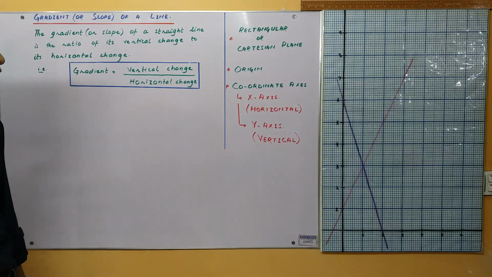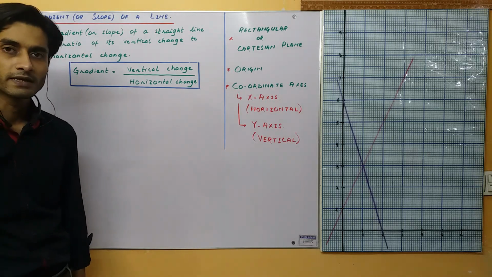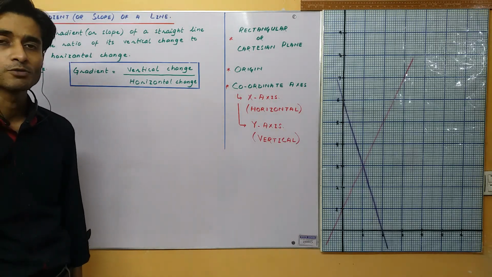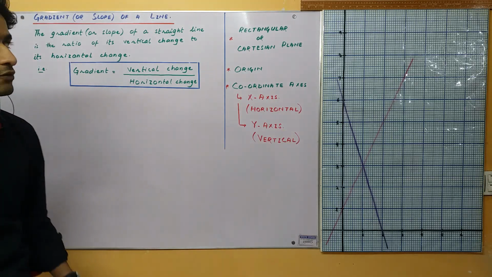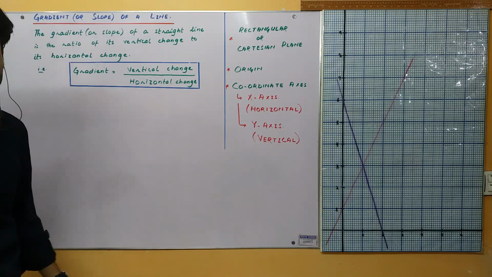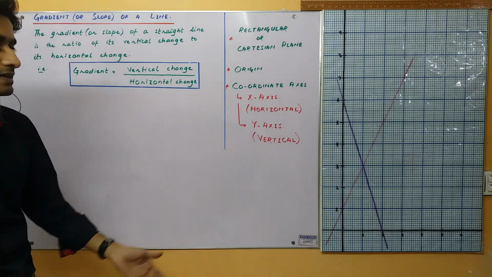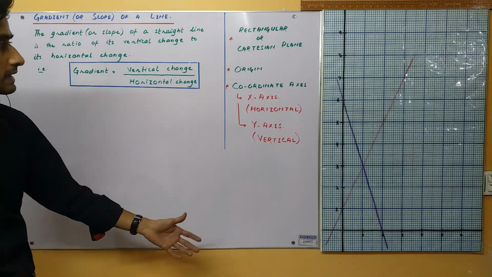Hello everyone. Now we are going to start our new topic, coordinate geometry. In this series of videos, we will be discussing coordinate geometry. The first thing that we are going to discuss under coordinate geometry is gradient or slope of a line. This is the point where we start discussing coordinate geometry.